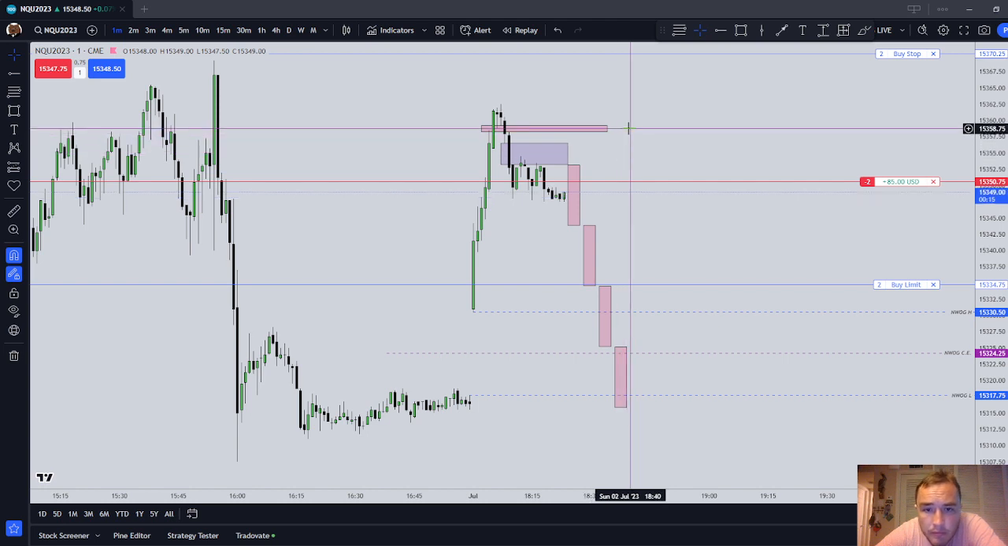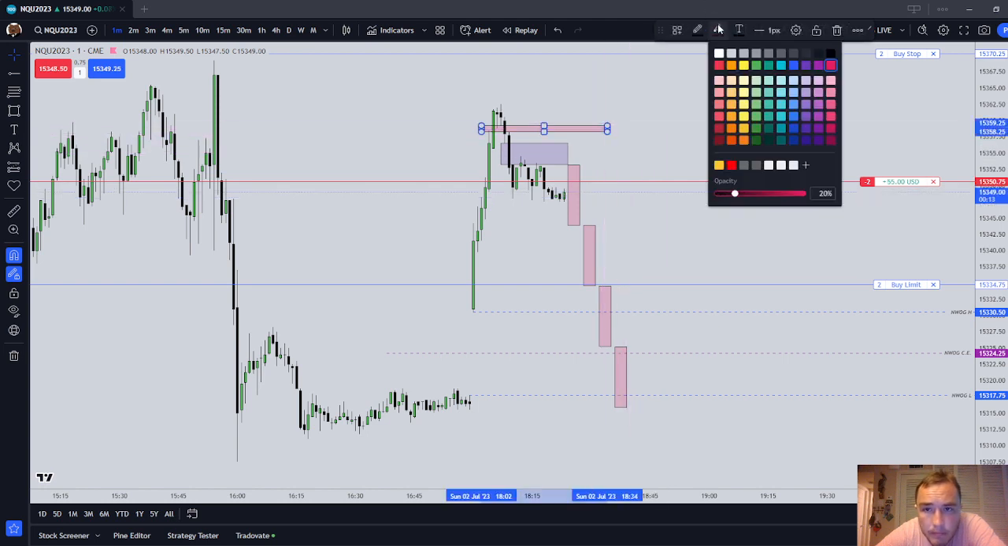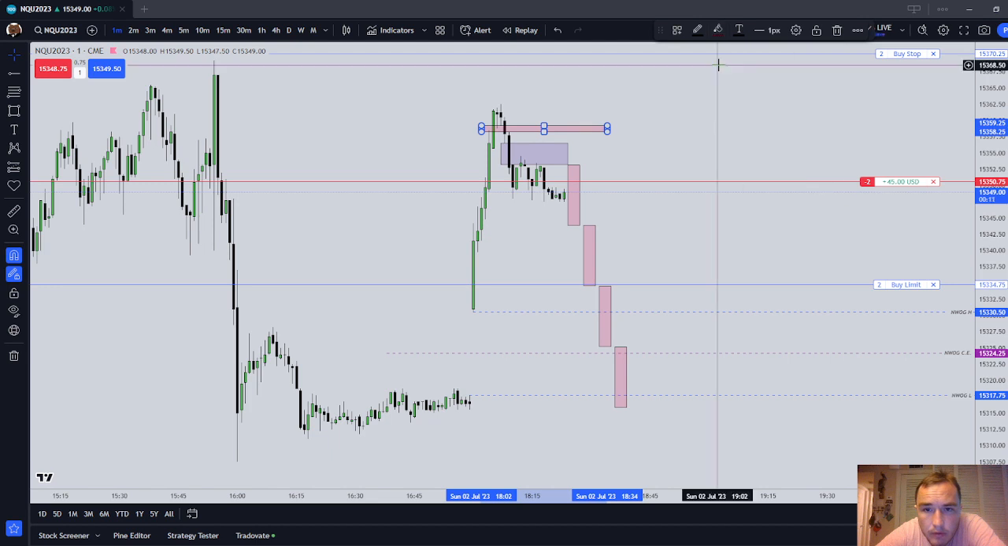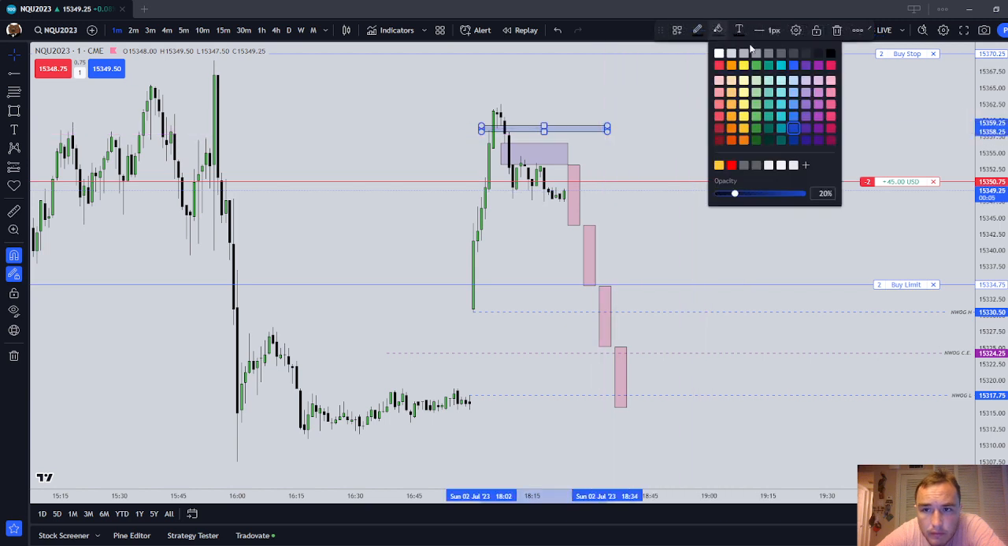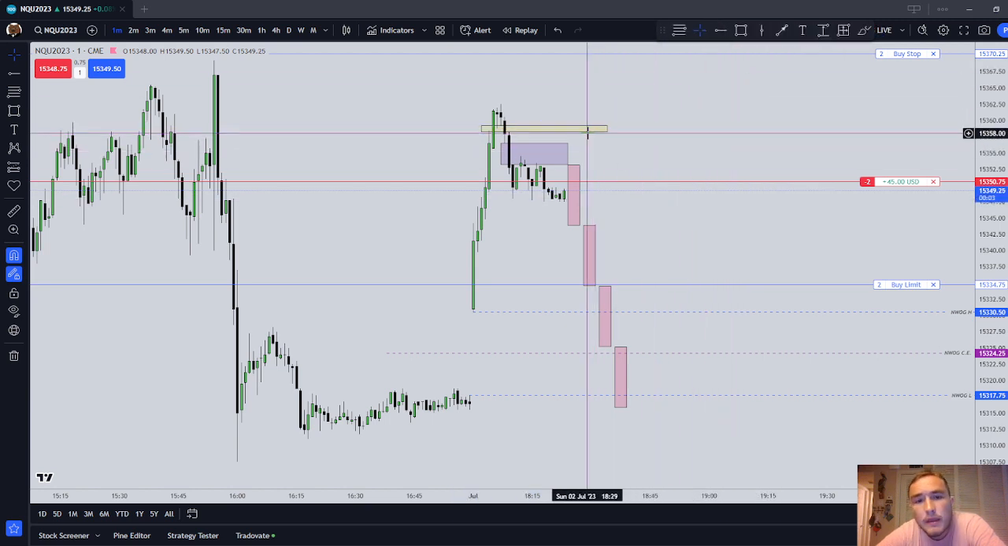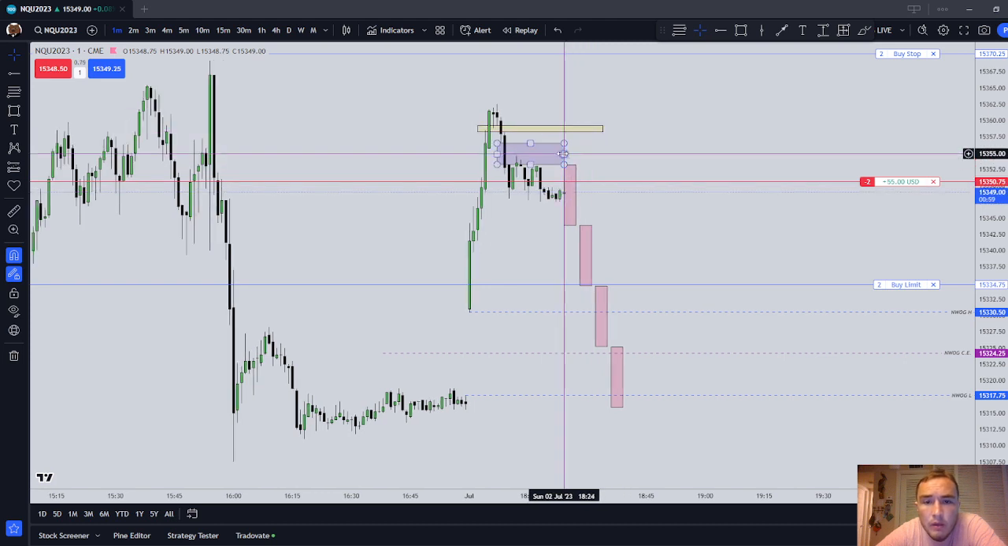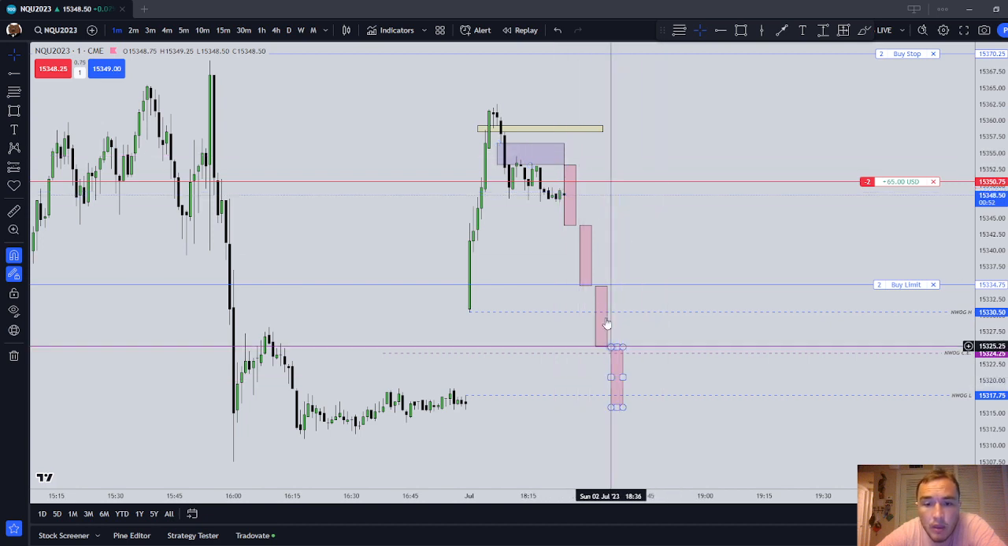Don't want to see it trade up to the pink box. Okay, I'll make that box red. It's kind of the same color, really. Blue. We'll do yellow. Okay, the yellow box is what I believe to be a breakaway gap. Price should not come back up there. The pink box is what I believe to be a measuring gap. I don't want to see price come in and fully refill that.